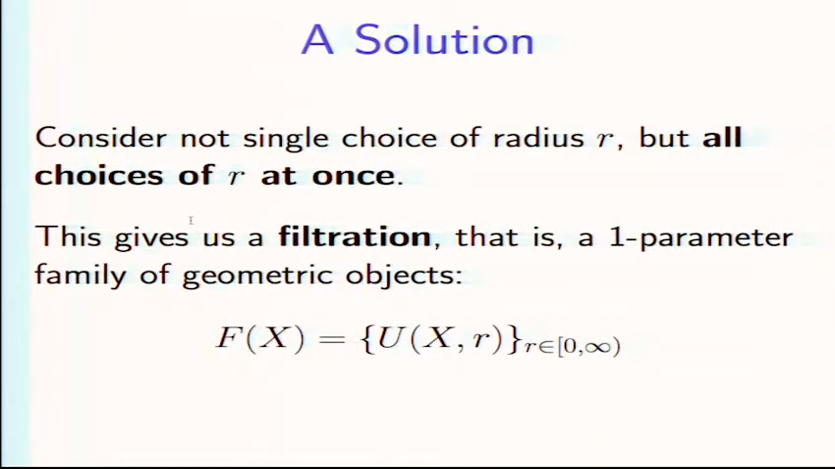All right? So the solution, in short, is this. The solution is to consider not a single choice of radius r, but all choices of radius r at once. We're going to look at every one of these unions of balls for all radius parameters, and that gives us what we call a filtration. A filtration is a 1-parameter family of geometric objects. In this case, this union.